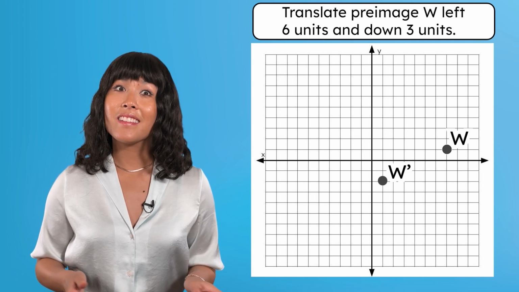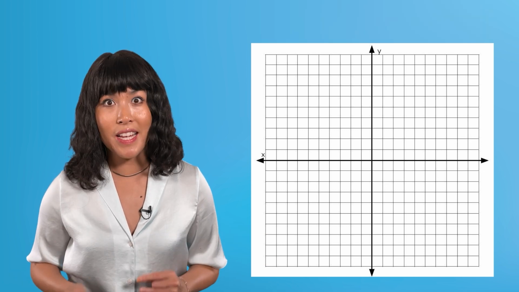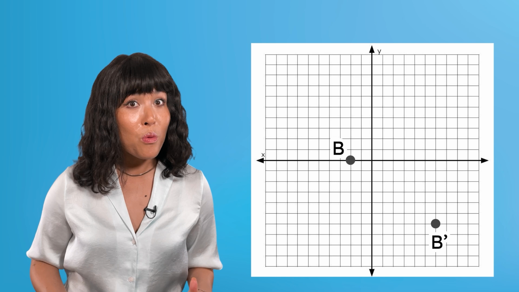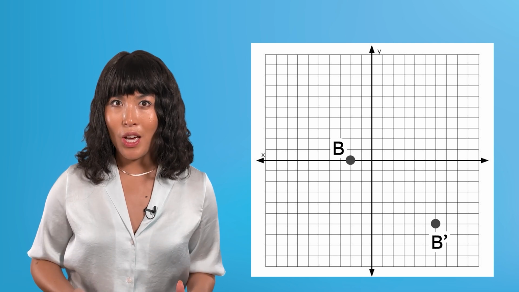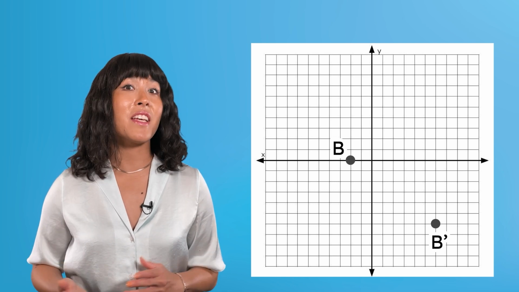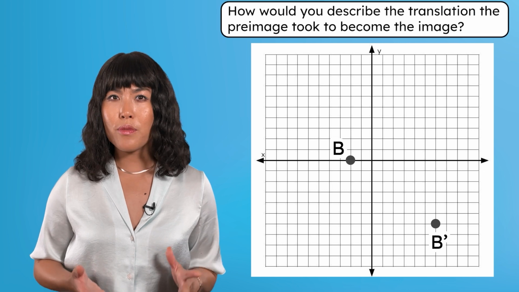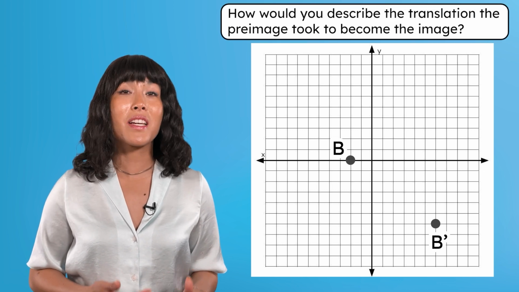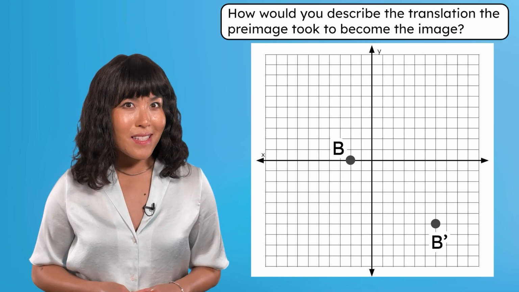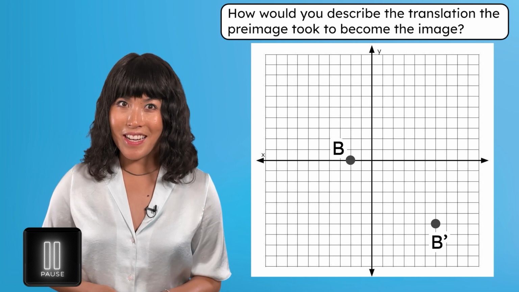Now, instead, let's look at a translation that's already happened. We're given both the pre-image and image. We have the current location and the destination. How would you describe the translation the pre-image took to become the image? Pause now to record your answer in your guided notes.